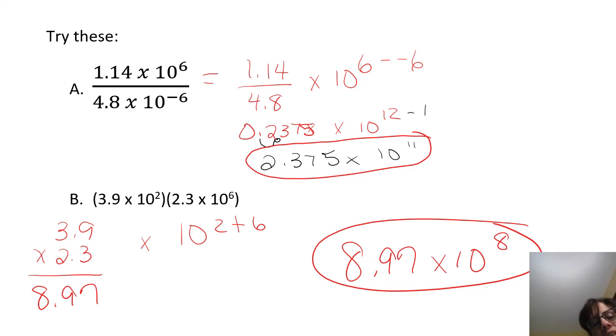And here are your try these answers. On letter A, you should have gotten 2.375 times 10 to the 11th. And on letter B, I get 8.97 times 10 to the 8th.